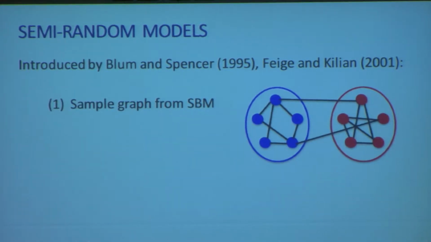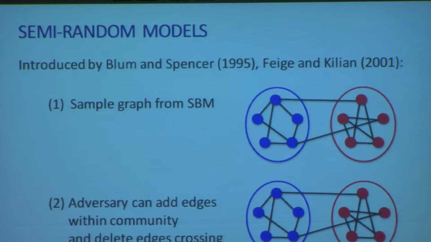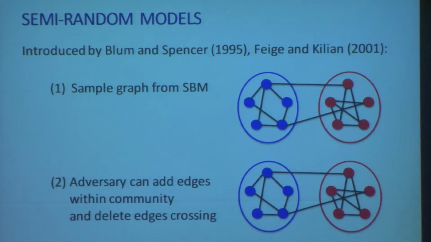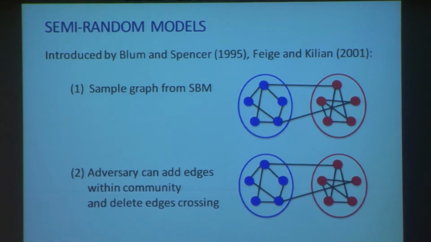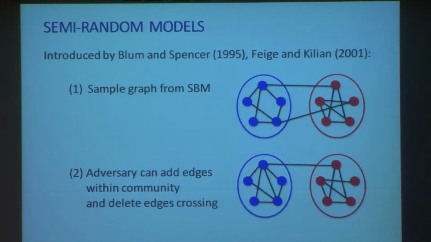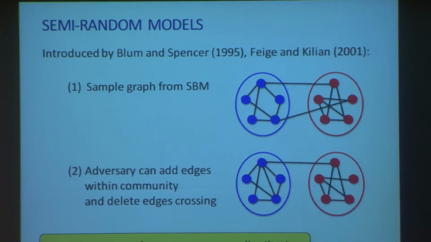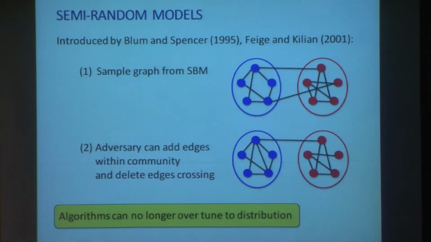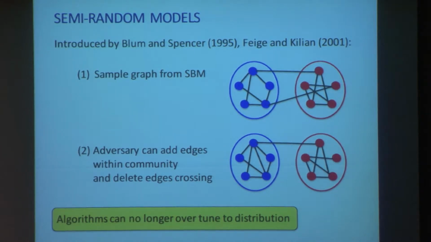And what you do is you sample a graph from the stochastic block model, but now you allow a helpful adversary to make changes that sound like they make your job easier. So this adversary sees the graph sampled from it, and he's allowed to add edges within a community and delete edges crossing it. So he can do changes like this, and he can do changes like this. All he's doing is making the communities, which are well connected, even better connected, and destroying some of the connections between the two different communities. But what's interesting about these types of models is that they prevent you from overfitting to one particular distribution.